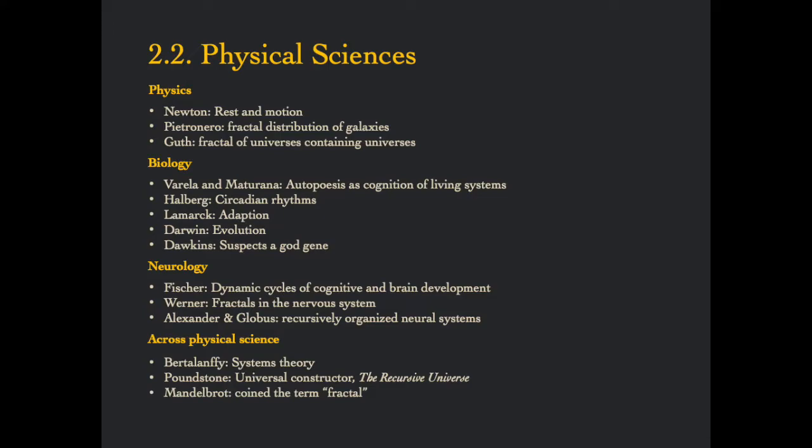And then we have neurology. So with neurology, we can start with Kurt Fischer and his concepts of dynamics of cycles of cognitive and brain development, and Werner's fractals in the nervous system. And then we also have Alexander and Globus's recursively organized neural systems.